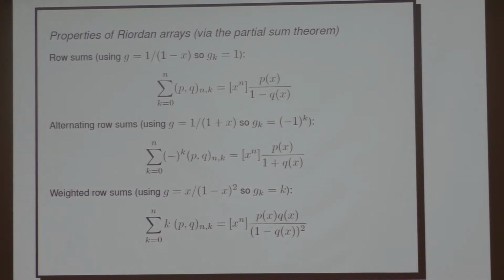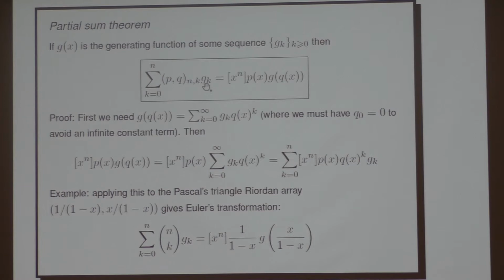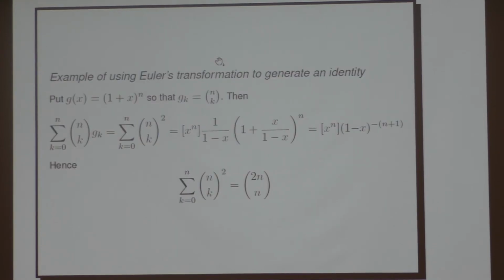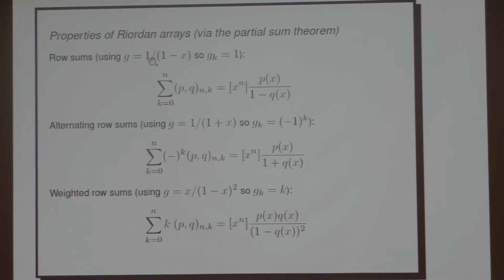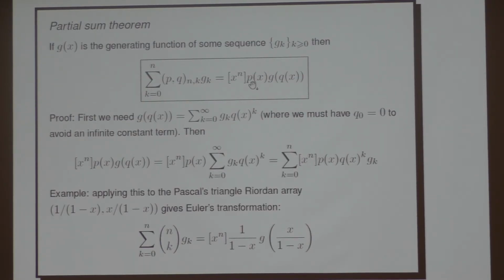To get that, if we're going to use this theorem, we need to put g_k equal to 1. So we need the generating function such that we've got 1 plus x plus x squared plus x cubed, all the coefficients of x to the n are 1. And that is a well-known generating function, simply 1 over 1 minus x. So we then use that. Going back to our formula, it's p times g of q.